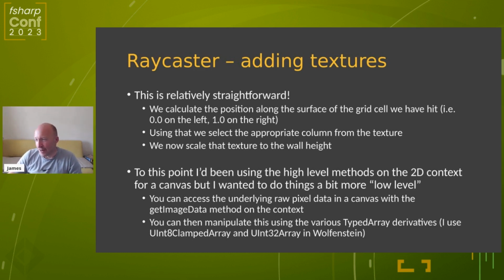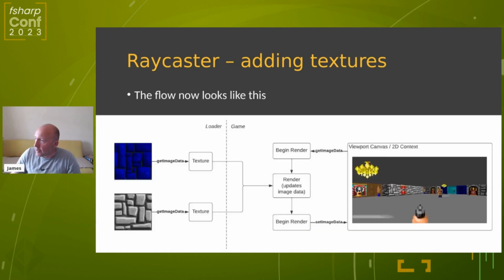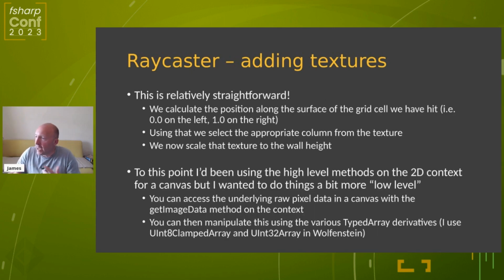I didn't want to use high-level concepts in the canvas, so I started to use the byte array underneath the canvas, and it turns out you can get hold of that. There's a method on there called getImageData that returns a JavaScript array buffer, which you can then manipulate using a data view or a typed array.